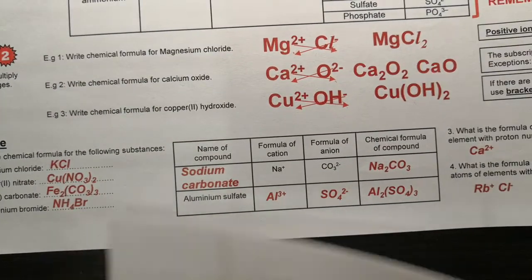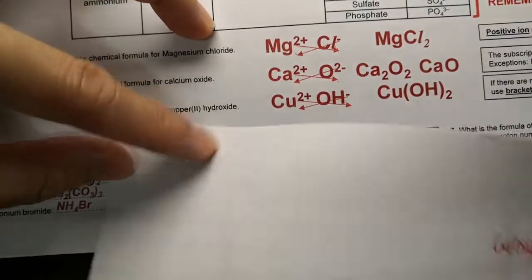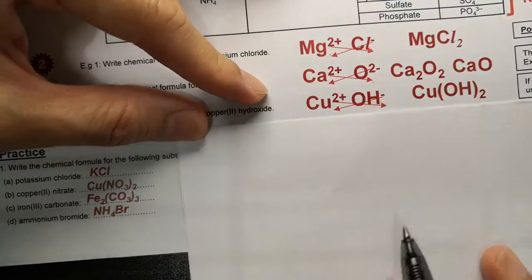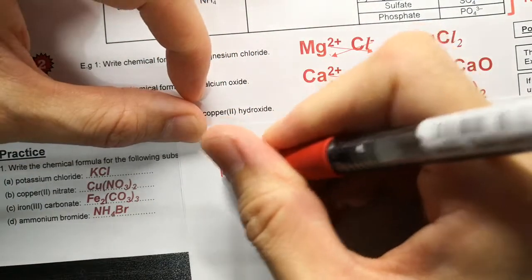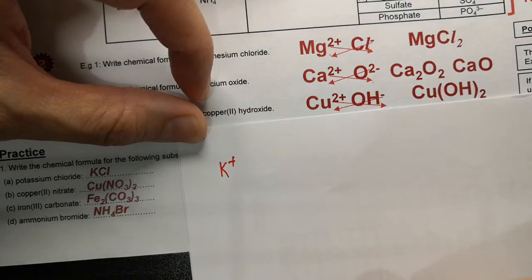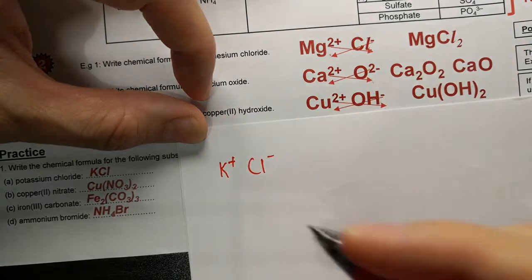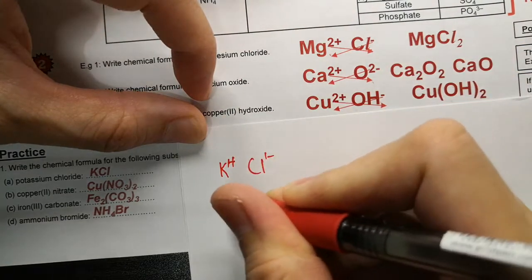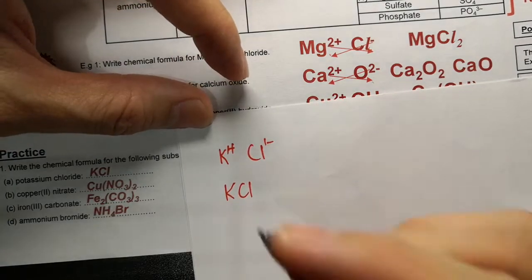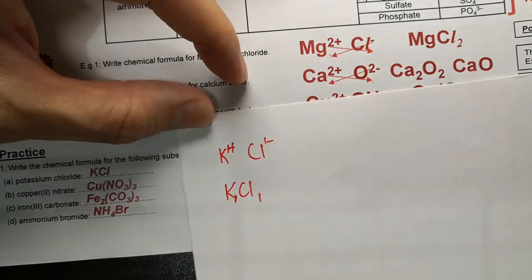Potassium chloride. Same thing, if you want to write the chemical formula for potassium chloride, first thing, potassium ion: look it up in the periodic table, group 1, so it's K+. Chloride is Cl-. Cross multiply, this is 1, so KCl. In chemistry, we do not write the 1. You cannot write 1, 1 here.